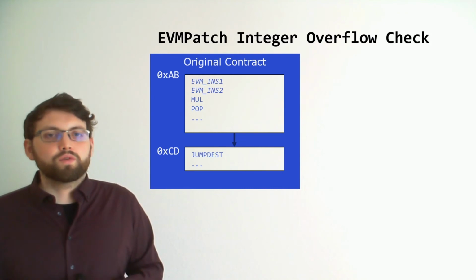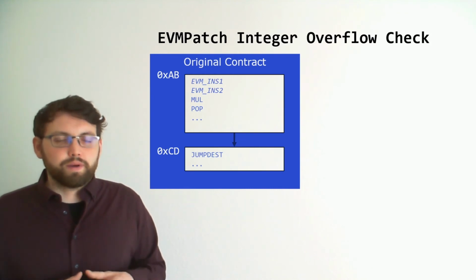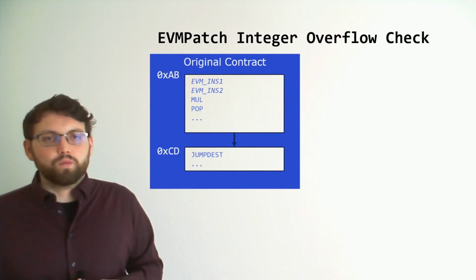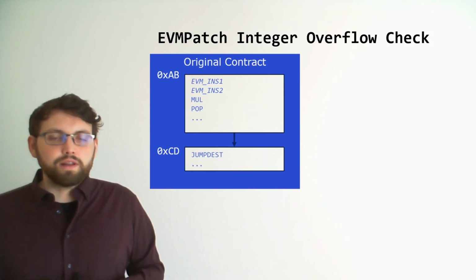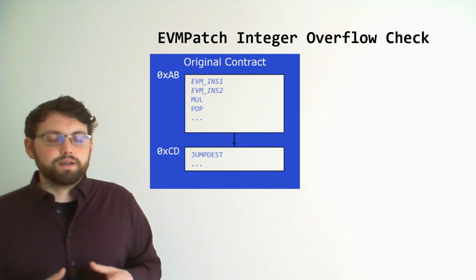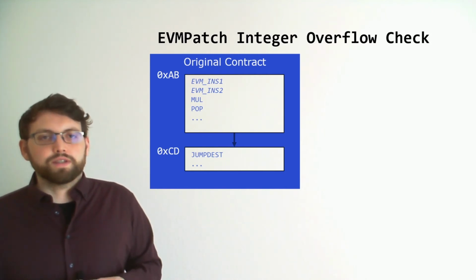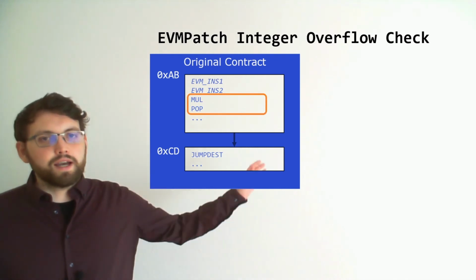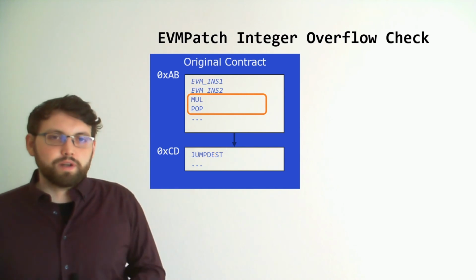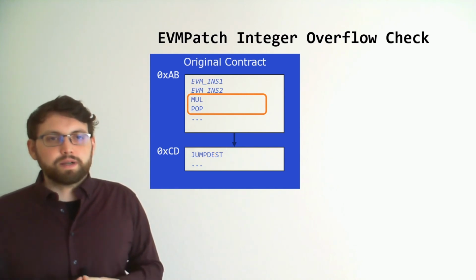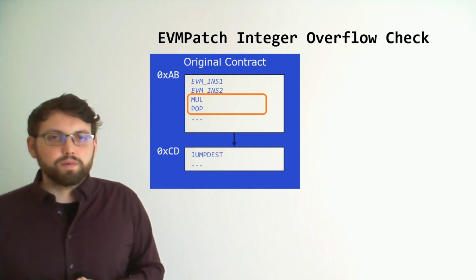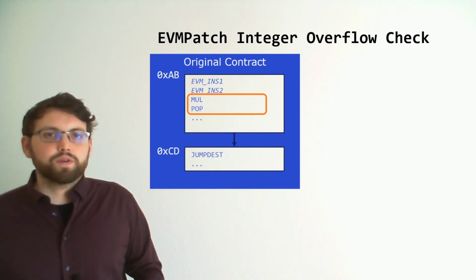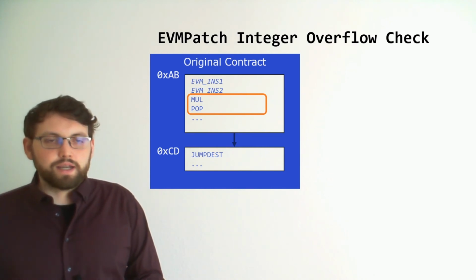Let me walk you through EVMPatch's bytecode rewriter. So we patch on the bytecode level. So here you can see parts of a control flow graph of the EVM bytecode. And here we have a vulnerable multiplication instruction. Right? So this multiplication instruction is vulnerable to an integer overflow. So we really need to insert here a checked multiplication.